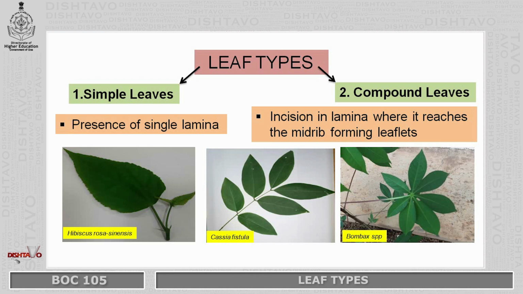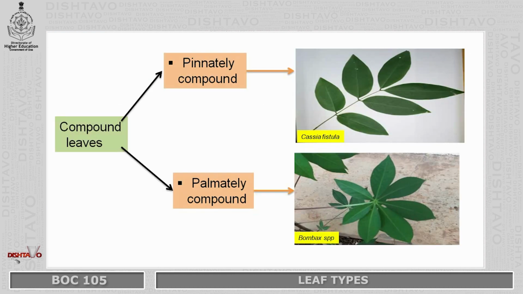Simple leaves means they are not incised. The lamina is not incised. It may have serrations, dentations, but the lamina is not incised. Whereas in compound leaves, the lamina is incised to such an extent that it reaches either the midrib or the rachis to form leaflets, or it reaches the base of the lamina to form leaflets, and these leaflets are arranged at the top of the petiole.